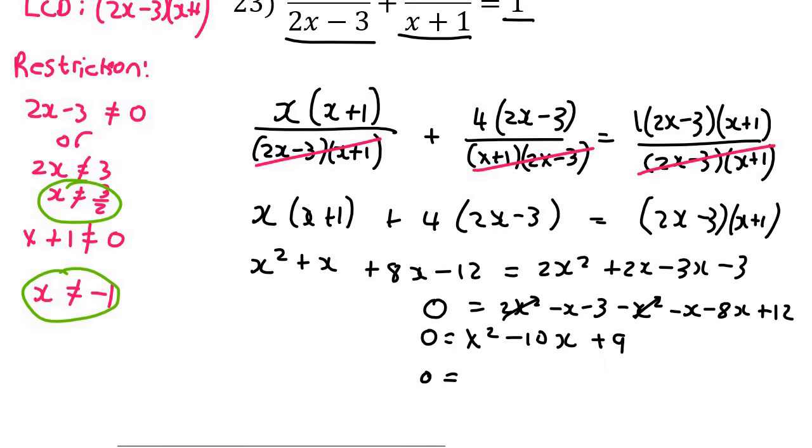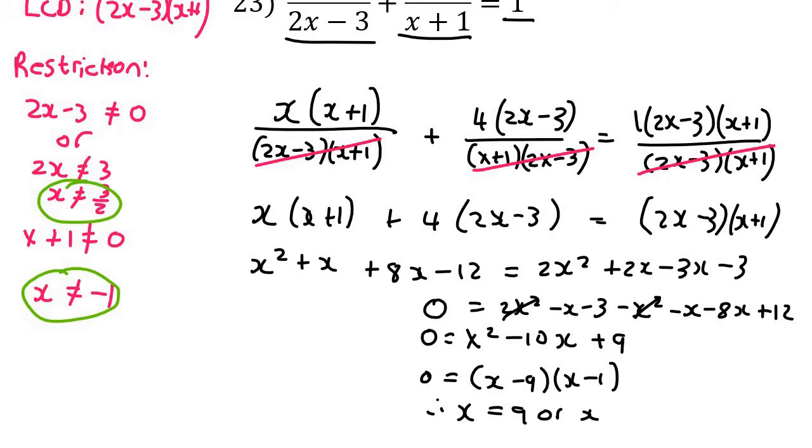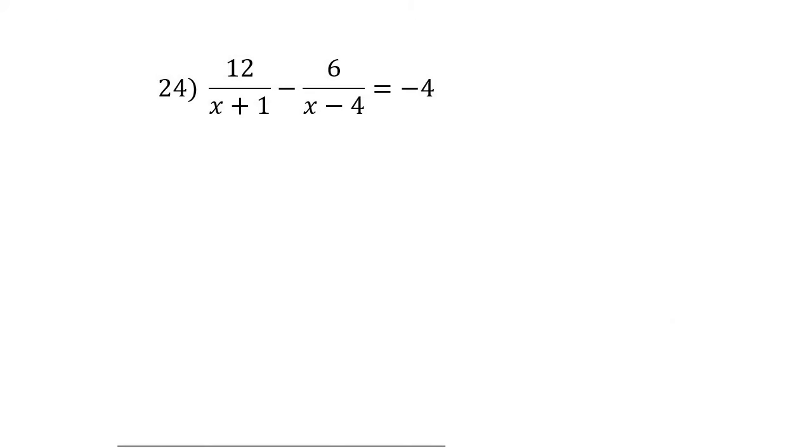And so we could factorize this as x minus 9 and x minus 1, and so therefore x will be 9, or x can be equal to 1. Now that's not the same as the restrictions, and so we are all good. That is our answer.